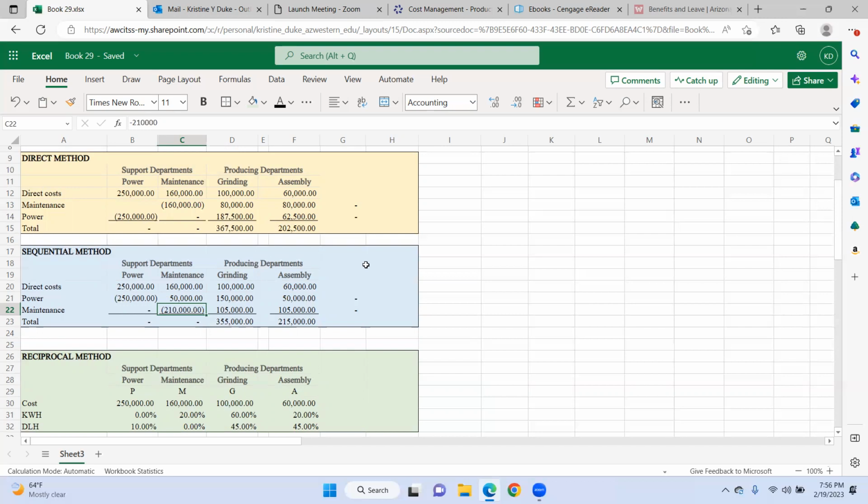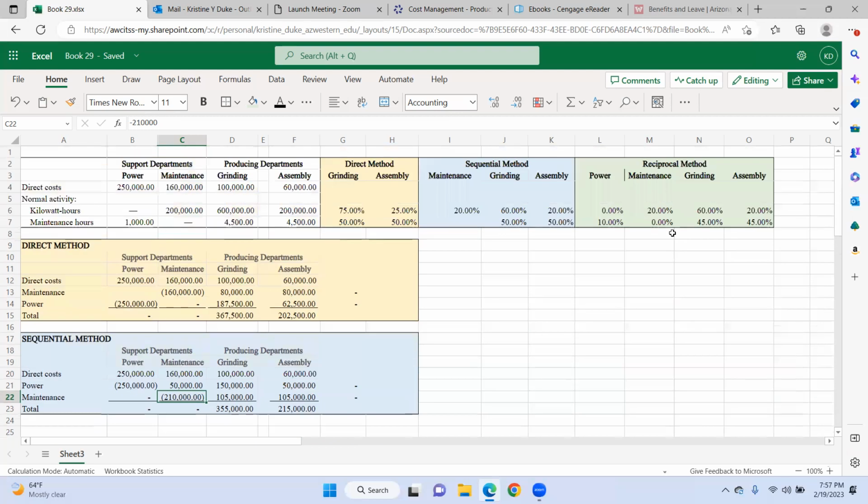Now, what gets to be a pain in the booty? This is the one I dislike. I do not like it in the snow. I do not like it when it glows. I do not like it. I want to throw it up. I'm just going to come up with all my Dr. Seuss rhymes. But I do not like the reciprocal method. However, it is the most equitable. And probably I'm going to say reciprocal is a method that you should use.